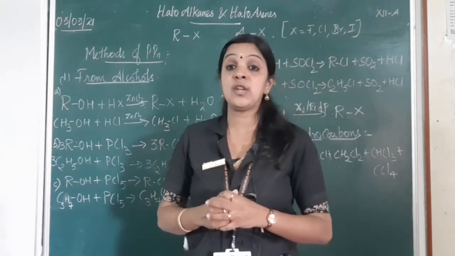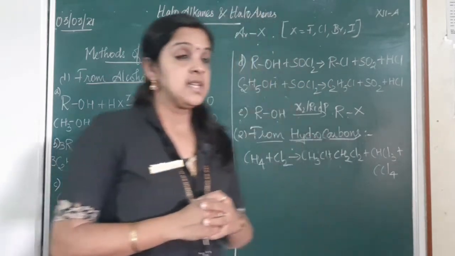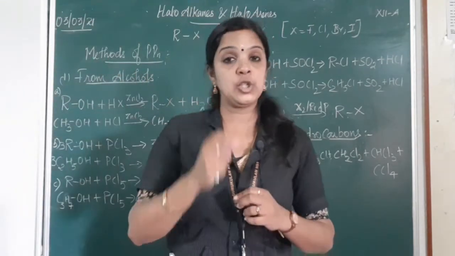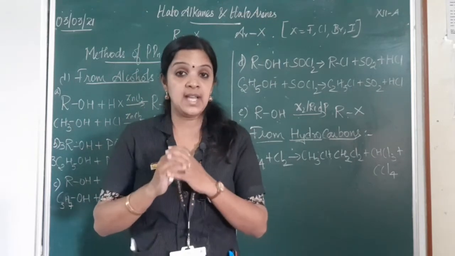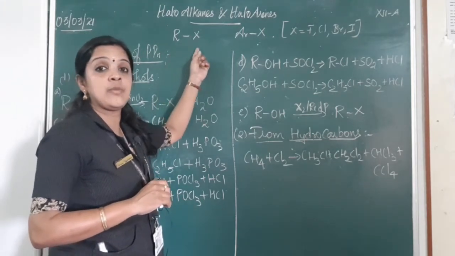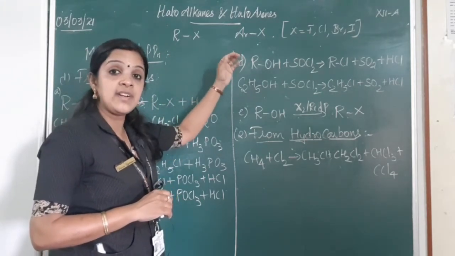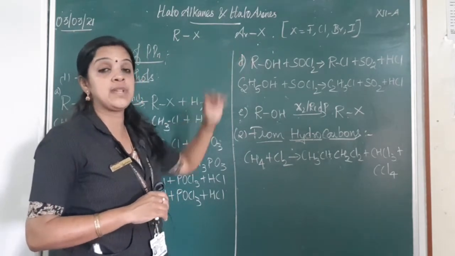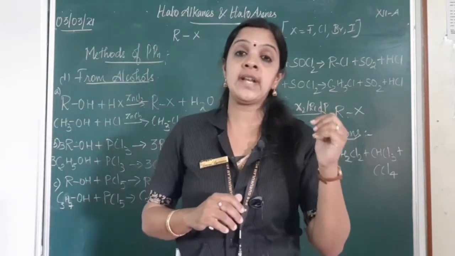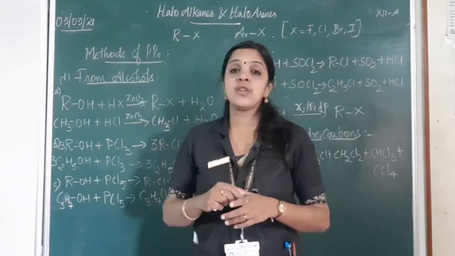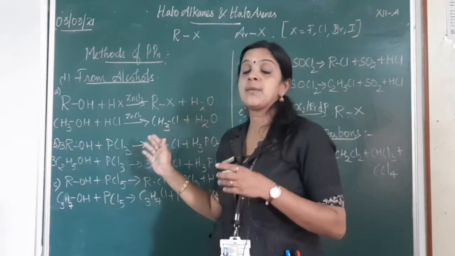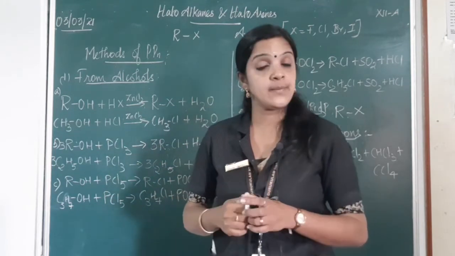Today we are going to start with haloalkanes and haloarenes. In haloalkanes and haloarenes, halo is nothing but the halogen group, that is the 17th group, called halogens. Now when I say haloalkanes, you have an alkyl group along with a halogen. And when we say haloarenes, you have an aryl group along with a halogen. Those halogens can be fluorine, chlorine, bromine and iodine. Now according to the focus area, we have the preparations right from alcohols, from hydrocarbons, from alkenes and electrophilic reactions.